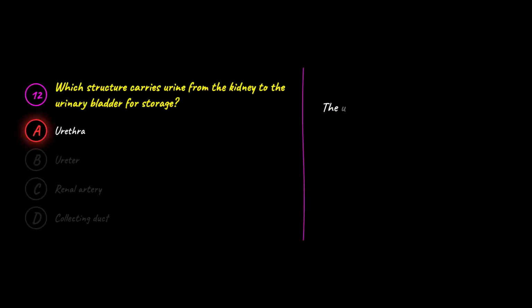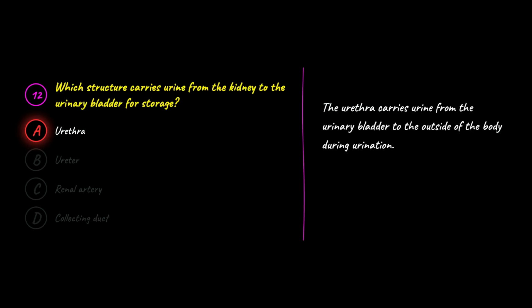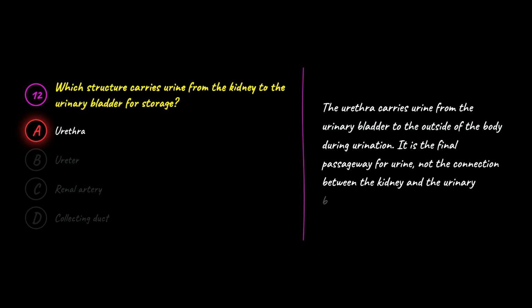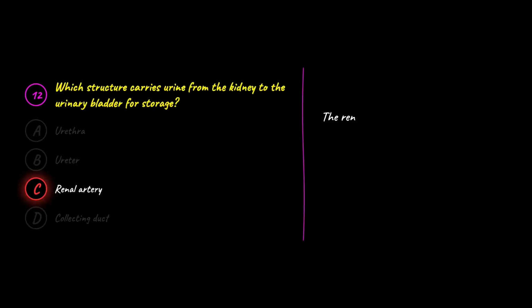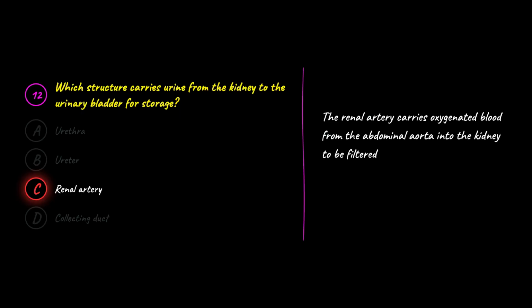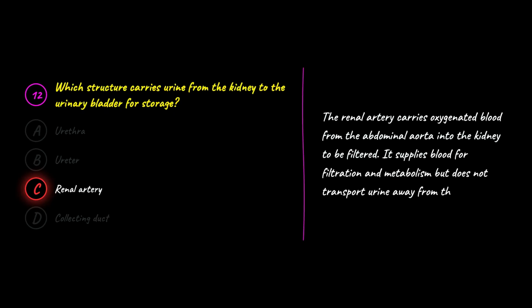A is wrong because the urethra carries urine from the urinary bladder to the outside of the body during urination. It is the final passageway for urine, not the connection between the kidney and the urinary bladder. C is wrong because the renal artery carries oxygenated blood from the abdominal aorta into the kidney to be filtered. It supplies blood for filtration and metabolism but does not transport urine away from the kidney.